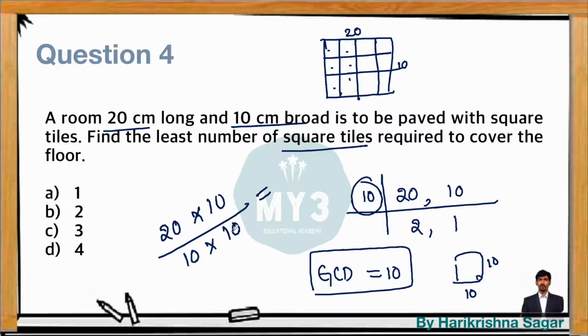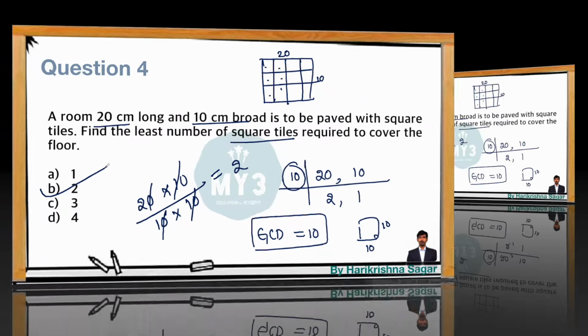So out of this total area, you will be covering all this with only 10 by 10 tiles. How many tiles are required? So 10, 10 cancel, 2, 0, 0 cancel. You will have the answer as 2, mark it as B. Okay, hope you understand. Let's take the next question on the screen.